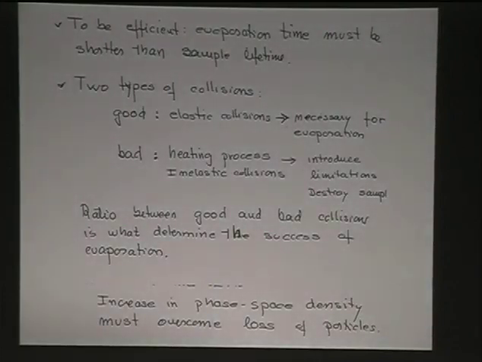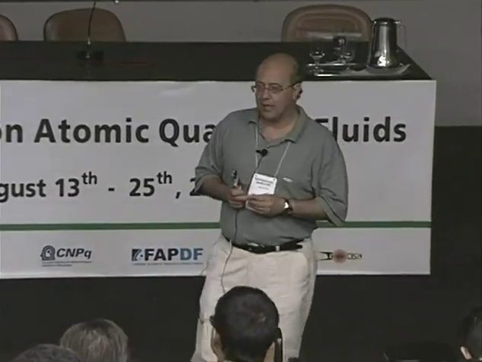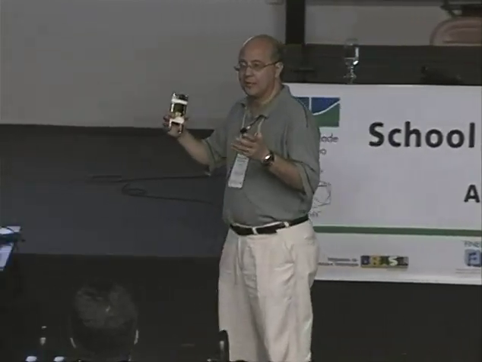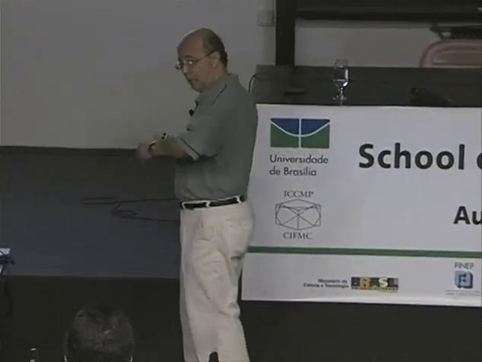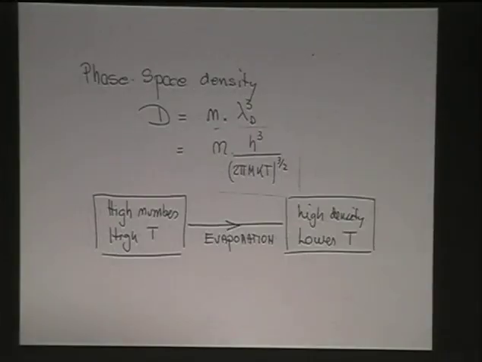And my final goal is to increase phase space density. Phase space density is how many particles I have per de Broglie wavelength cubed. And when this is unity, I'm close to quantum degeneracy because the atoms are no farther apart than 1 de Broglie wavelength. If that is too low, I am in the classical regime. So the idea is cooling down to reach high phase space density.